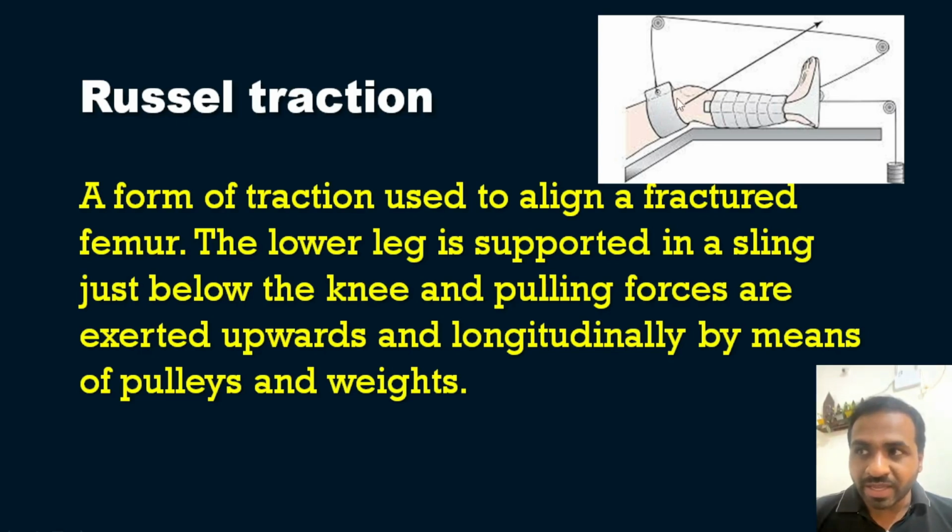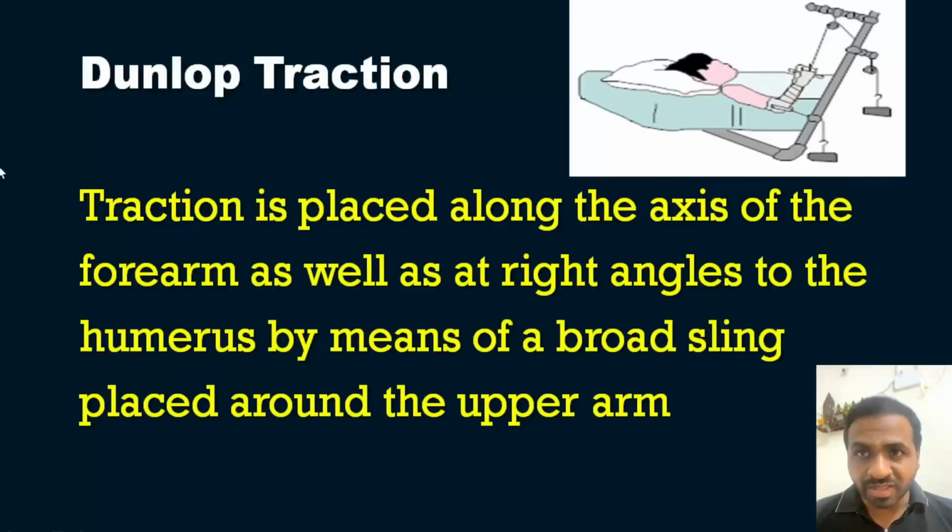Here a sling will be attached, and it will give pressure upwards, as I said earlier, supported by a sling. So this is known as Russel traction, and it is a treatment option for femur fracture.